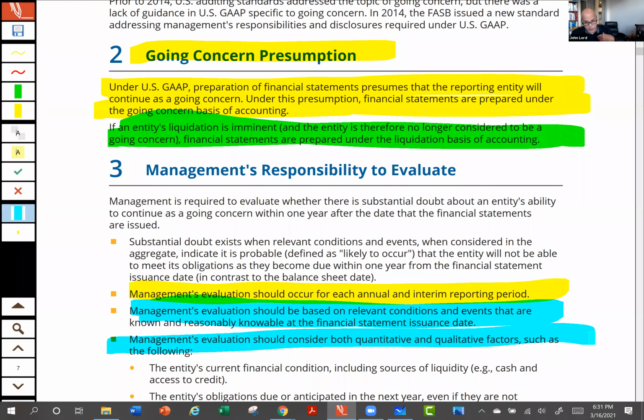Quantitative is sort of a no-brainer, right? Hey, we're losing money. We're hemorrhaging cash period after period. There's a going concern issue. Two partners in a partnership can't get along, and there's just no way that they're going to be able to continue on like that. That might be a more qualitative consideration.